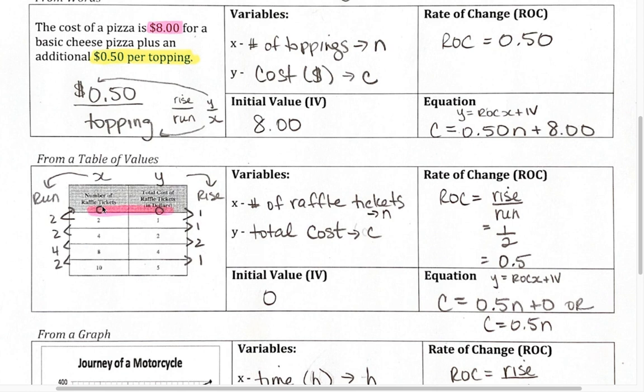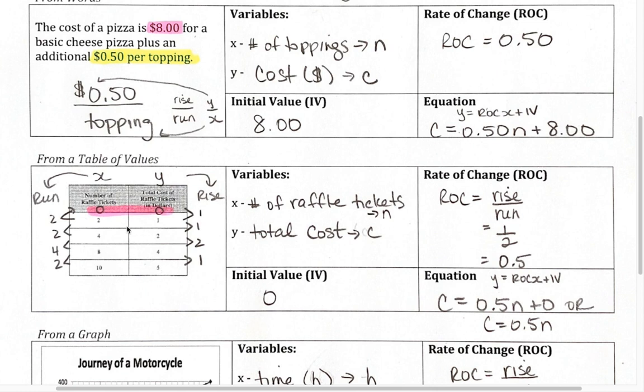So as long as it's a linear relationship, as this is, it doesn't matter which rise and run we pick, we should still get the same rate of change. So I get my rate of change to be 0.5 or 50 cents per ticket. And then I want to look back to see my initial value.